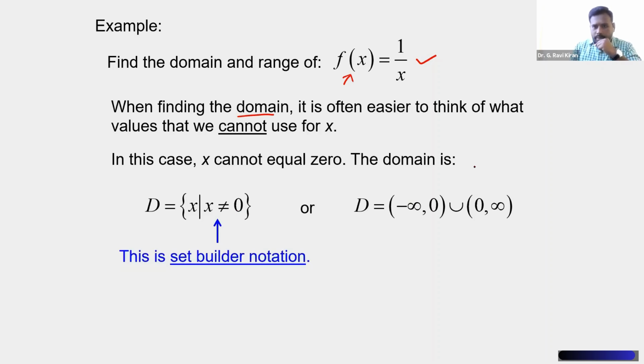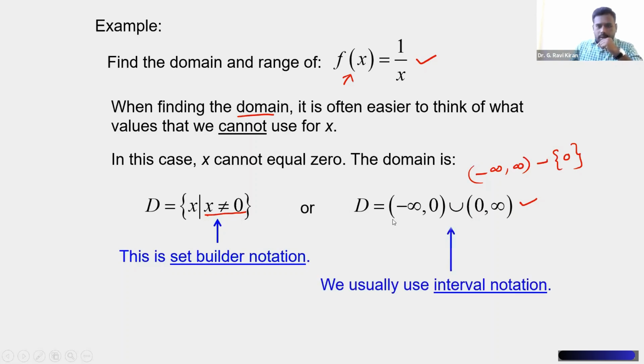Or you can take it like this. The set of real numbers means the elements from minus infinity to plus infinity, and if you exclude the set containing the element 0, you will get minus infinity to 0, union 0 to infinity. So this excludes the element 0. We call this interval notation, as you know. So the domain for this particular function is minus infinity to 0, union 0 to infinity.